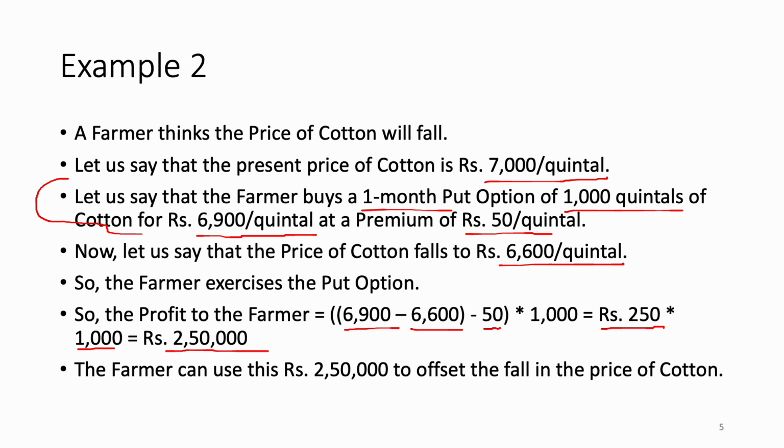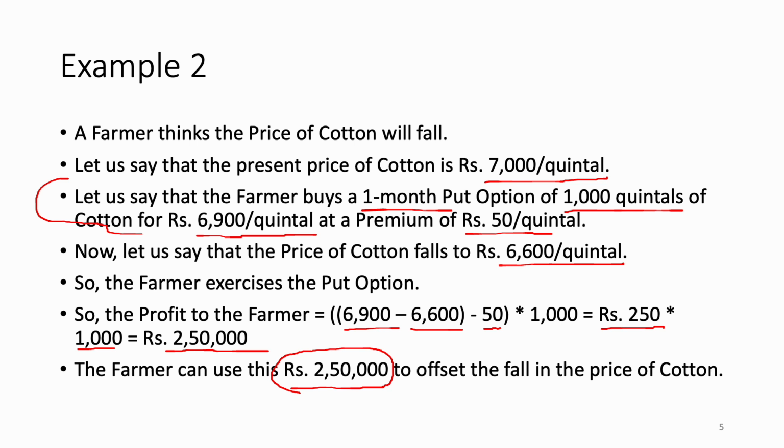Now, this 2,50,000 rupees, what the farmer makes from this put option, he can utilize in the actual trading, because even if he suffers a loss of 2,50,000 rupees from the sale of the cotton because the price has fallen, he can get this money back from the put option he has exercised. So this is a way merchants or farmers or other people benefit from put options trade.